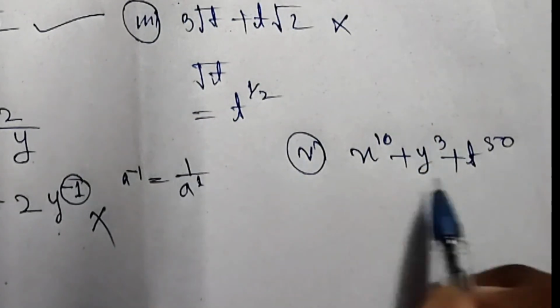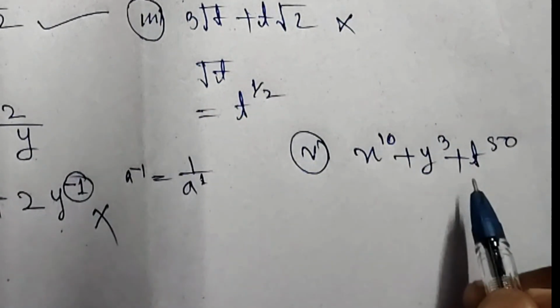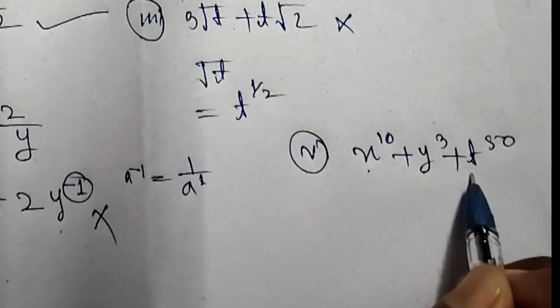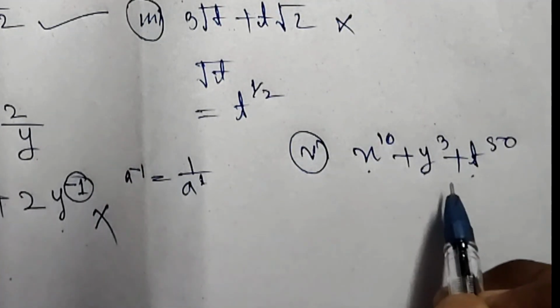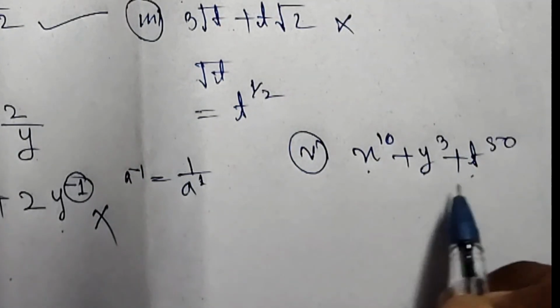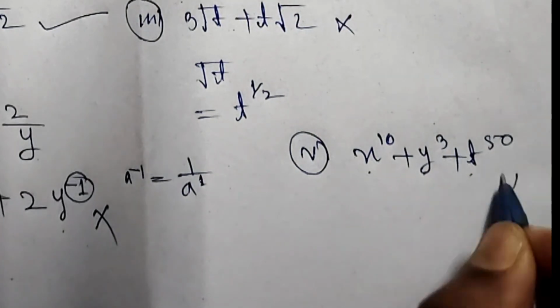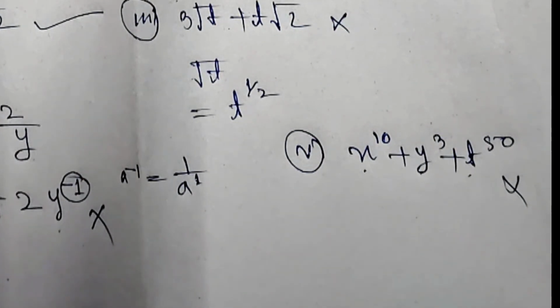But this polynomial is not in one variable. Here how many variables? 1, 2, 3. Okay, so question number 2.